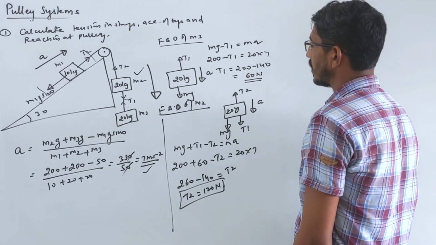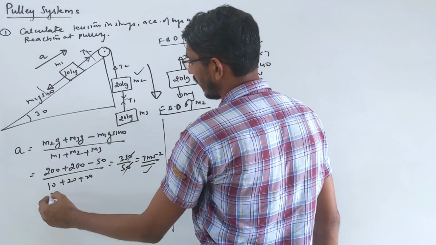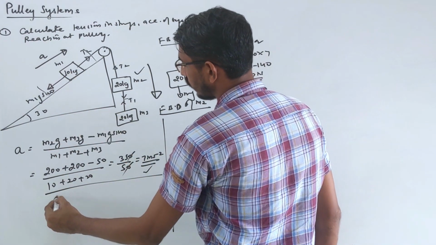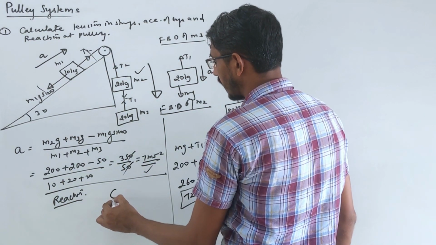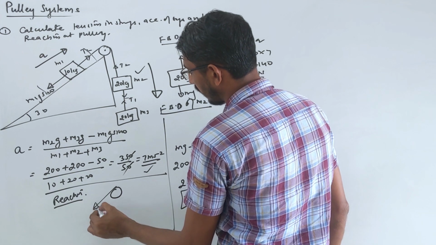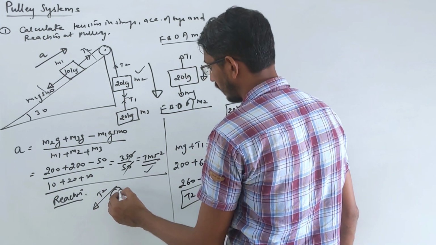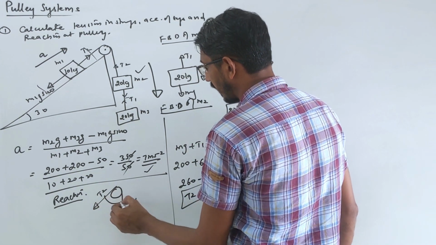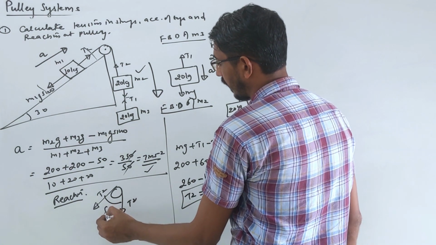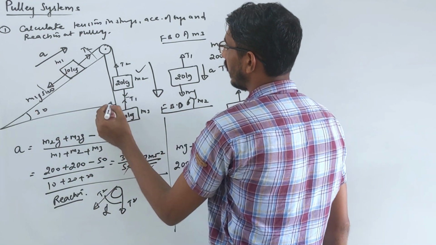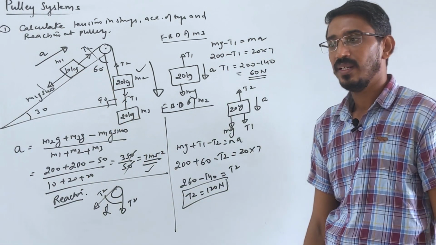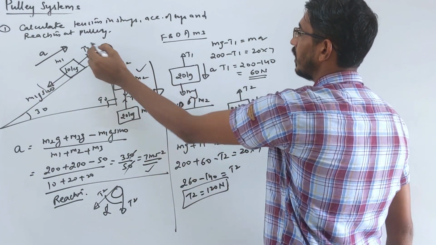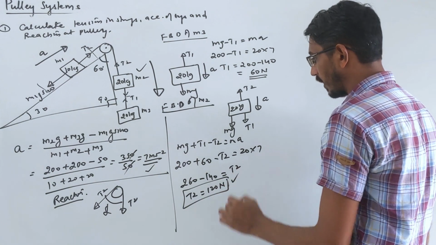Okay, now the final question. What is the reaction at the pulley? For the reaction at the pulley, you will take the FBD of the pulley. You will see the pulley looking like this. There is one T2 here, and T2 here. This angle we need, theta, alpha, whatever. So this angle is 30 degrees, this angle is 90 degrees, so that angle should obviously be 60 degrees, correct? So these two forces are the same, T2, T2, which we already calculated as 120 Newton.